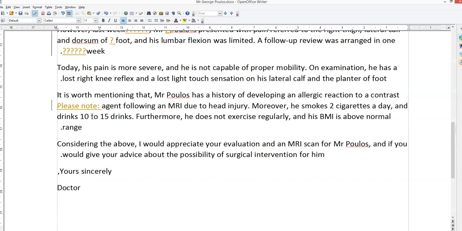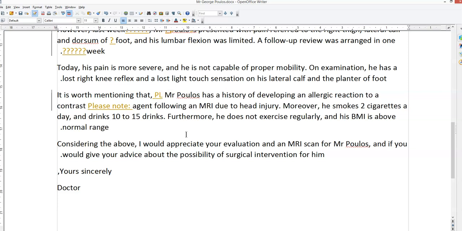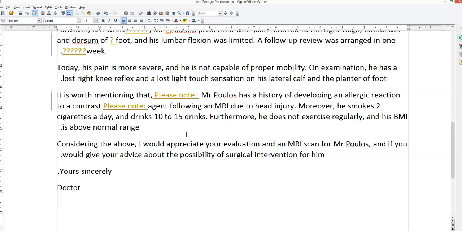Just say, please, next time, use the right key, save it in the English version, because this is the Arabic keyboard, right? So, please note, Mr. Paulus has a history of developing an allergic reaction to a contrast agent. Why all this? Why not just say, is allergic to contrast agent? And we don't need this at all.